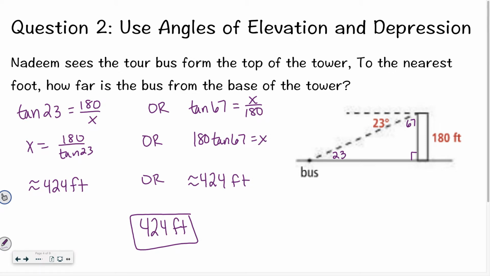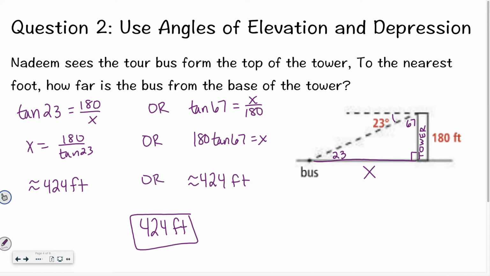All right, for this problem, you actually had a couple of different ways that you could solve it. We were given this angle of depression is 23 degrees, and we were trying to figure out how far the bus was from the tower. So we would need to figure out this distance, and there's a couple different angles that we could use.